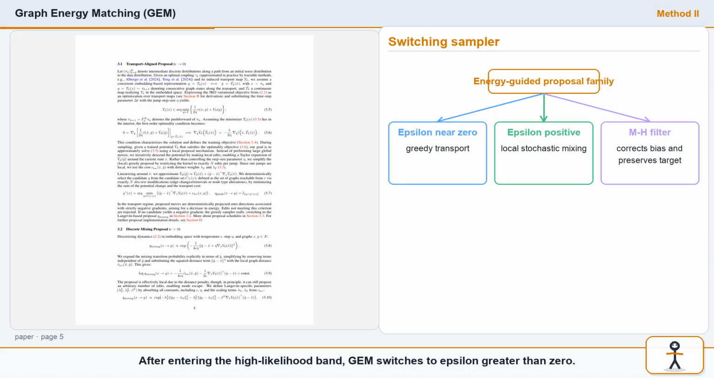After entering the high likelihood band, GEM switches to epsilon greater than 0. Now proposals are stochastic and local, then filtered by a Metropolis-Hastings-style acceptance rule. This mixing regime improves coverage and avoids mode collapse around a few graph basins.